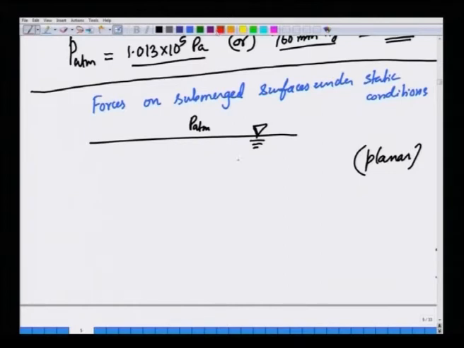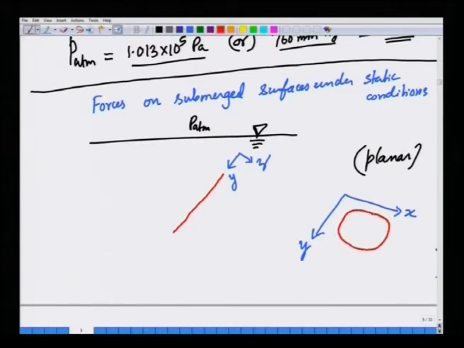So, you have a plane, and this plane extends in the third direction. Let me put a coordinate system. This is the z coordinate, this is the y coordinate, and the x coordinate runs in the direction perpendicular to the board. If you look at the xy plane, this surface may look like this. And in the yz plane this will look like a line, because this is a planar surface, like a plate with some arbitrary shape.